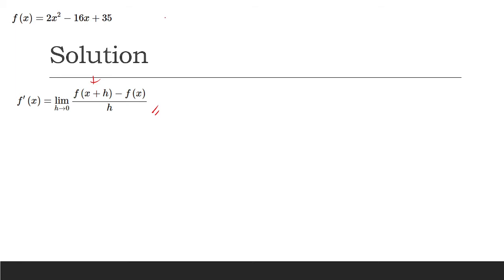Using substitution, we evaluate the function, but instead of a number, we'll be evaluating f of x at x plus h. So first, we try to find f of x plus h. This is equal to, all the x's will be replaced by x plus h. So that is 2 times (x plus h) squared minus 16 times (x plus h) plus 35. The f of x is given, it's also this. So we can now substitute into our definition.